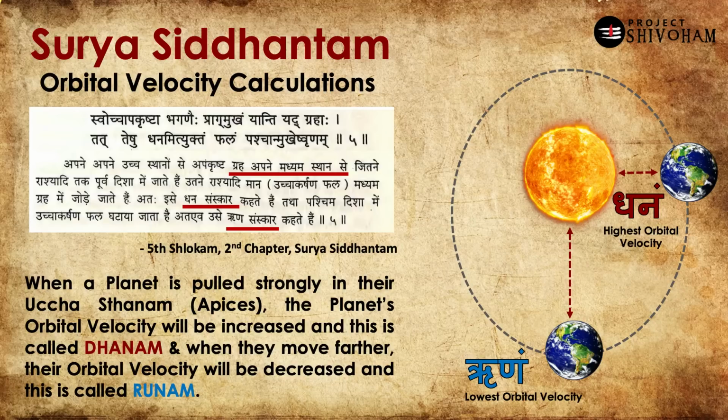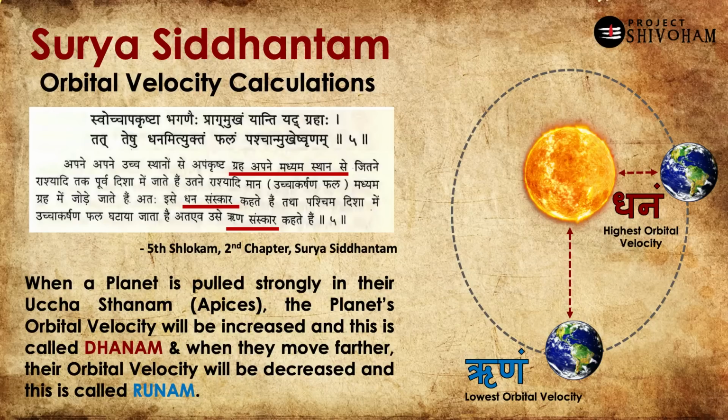So anyways, coming back to this one. This particular slokam is the beginning of orbital velocity calculations of different planets in their orbits. And dhanam is referred to as the increase in orbital velocity when it comes closer to the object around which any given planetary body is revolving. So the highest orbital velocity will be achieved when it is closest to the object, like I showed here in the diagram towards the right. And the lowest orbital velocity will be there when it is the farthest from the object that is making it revolve in that orbit.